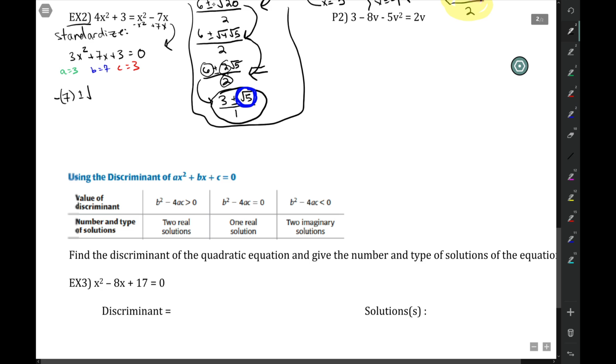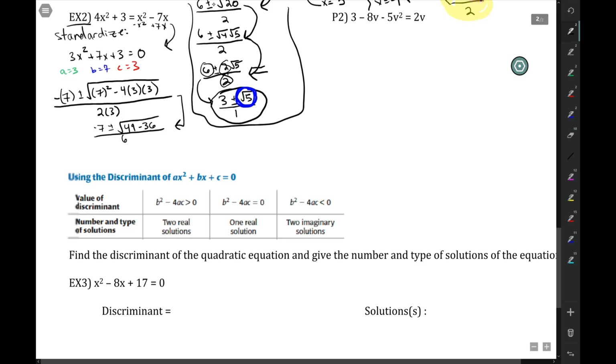negative b plus or minus square root b squared minus 4 times a times c all over 2 times a. From here, simplifying. It might look scary, but really, if you just take your time, you'll find it's really not too bad. So 49 minus 36, we have negative 7 out front, all over 6.